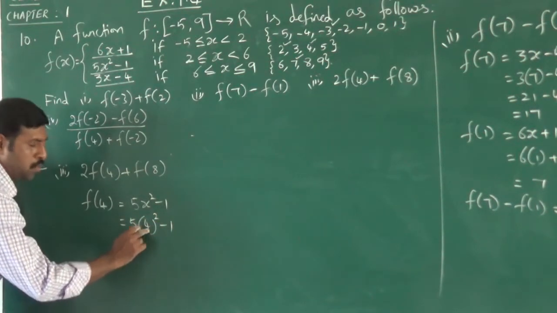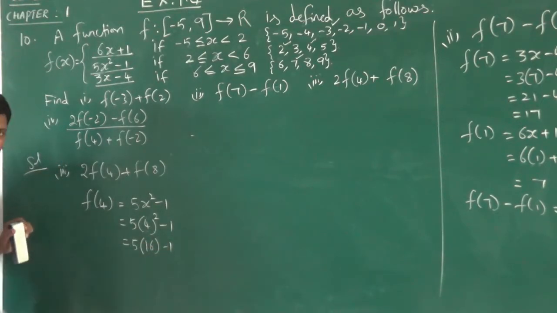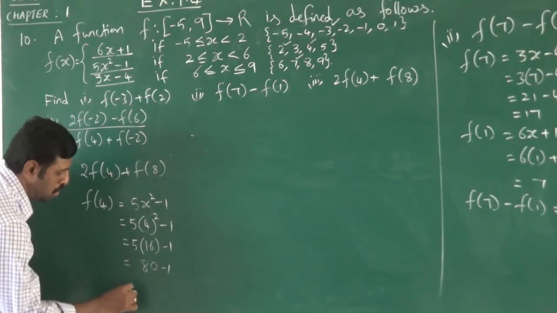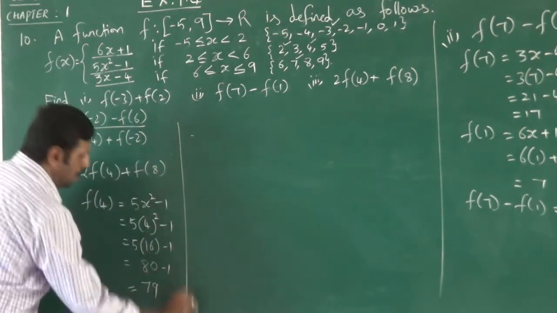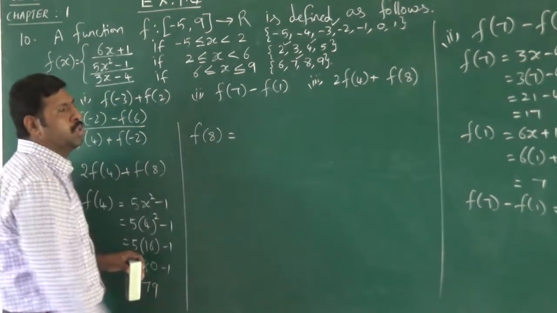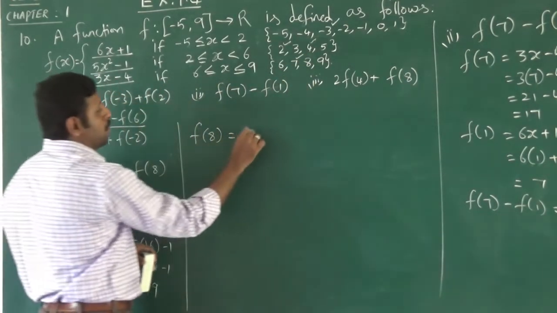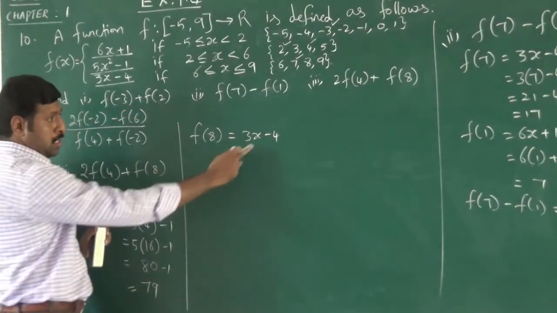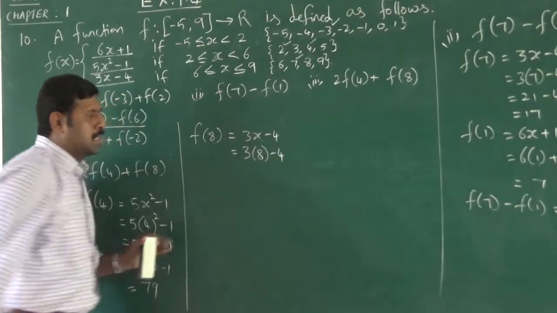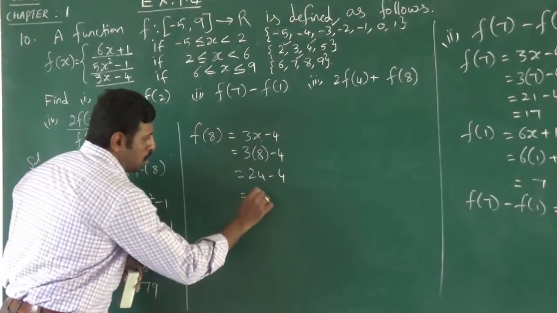Then 5 into 4 square is 16, minus 1. 5 6s are 30, 0 remainder 3. 5 1s are 5 plus 3 is 80. 80 minus 1 is equal to 79. Then f of 8, function of 8. Function of 8 is equal to, see, here it is the number 8. So we have to use the function as 3x minus 4. In the place of x, going to apply the value 8. 3 8s are 24, minus 4 is equal to 20.